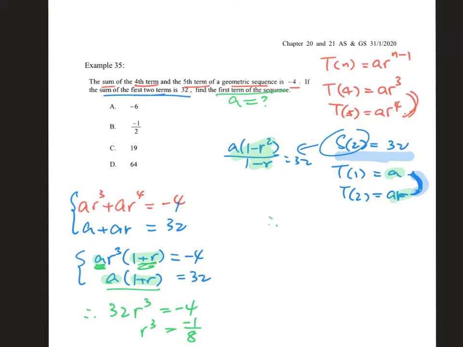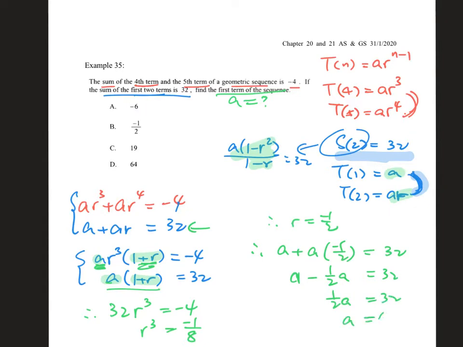Finally I've got r is -1 over 2, and it's almost the end of the question. Going back to equation 2, which is comparatively simpler, I have a plus a times (-1 over 2) is equal to 32. It's like 1 minus 1 over 2, so half a is 32, or a is 64 finally. So that's how we get the answer D.